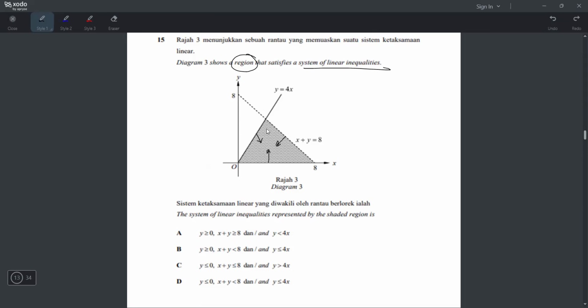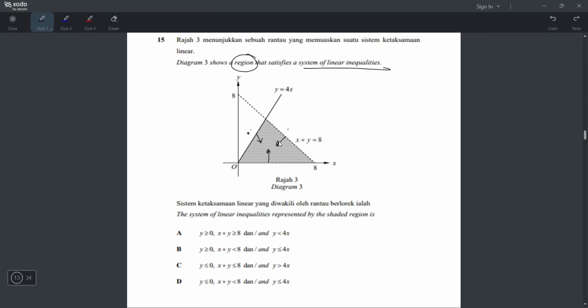And also, when you want to write the inequality, you should look at the shaded region. If the shaded region is a triangle, then there will be three inequalities, right? Because there are three lines surrounding the shaded region, right? So we need to get the equations of these three lines, right?